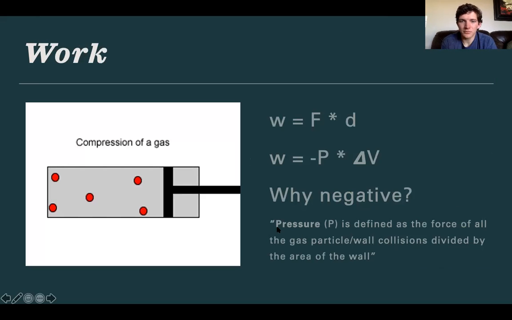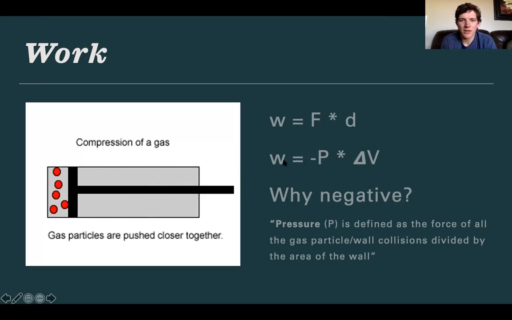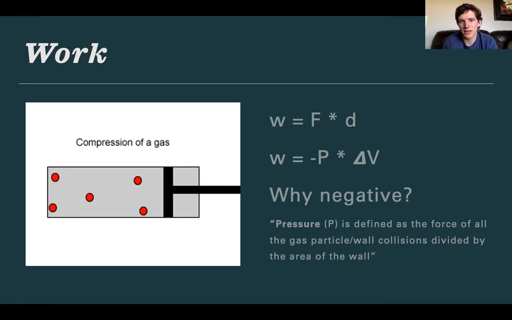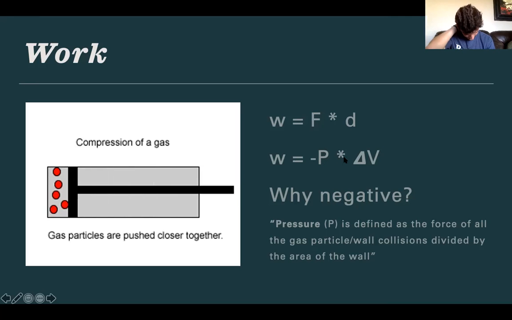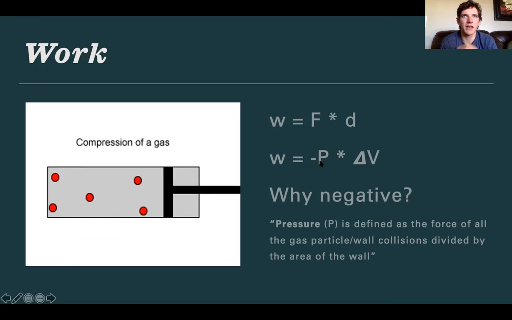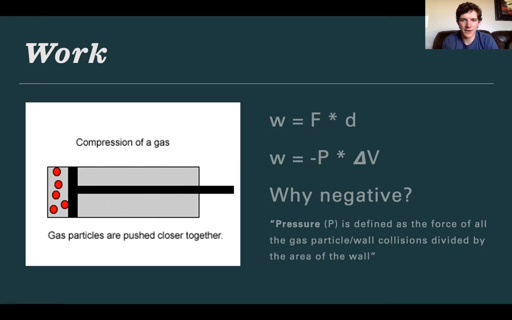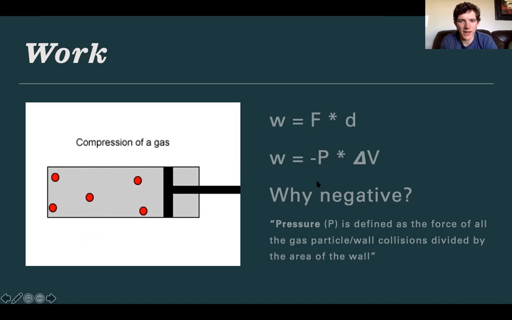So work. From physics class, you'll know that work equals force times distance. But with problems here, we're going to use work as a function of pressure times volume. Whenever you're dealing with STP, standard temperature and pressure, pressure is always going to be 1 atmospheric unit, and most problems will probably be in 1 atmosphere. But the question is, why is there a negative here?